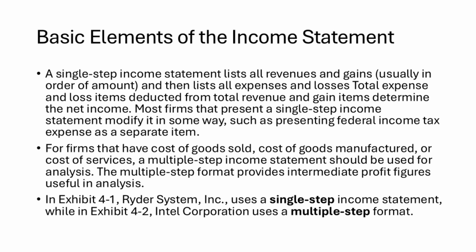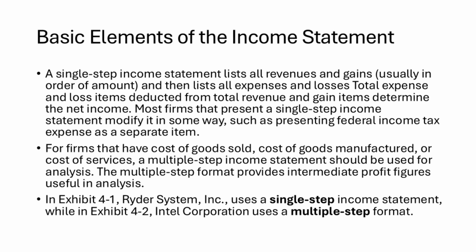A single-step income statement lists all revenues and gains, usually in order of amount, and then lists all expenses and losses, also usually in order of amount. The total expenses and losses deducted from the total revenues and gains determine the net income. Most firms that present a single-step income statement modify it in some way, such as presenting the federal income tax expense as a separate item.